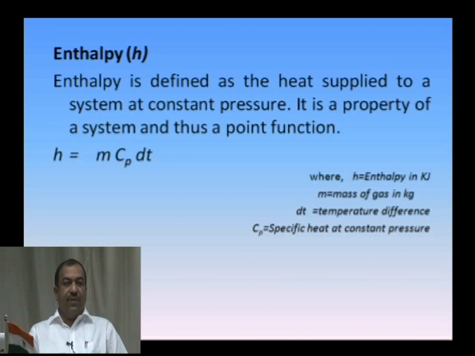Next, the another definition is enthalpy. Enthalpy is defined as the heat supplied to a system at constant pressure. It is a property of a system and thus it is a point function. It is indicated by H is equal to m into Cp into dt, where H is enthalpy, m is mass of the gas, dt is temperature difference, Cp is specific heat at constant pressure.